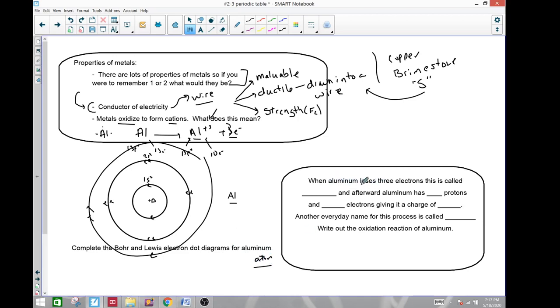When the aluminum loses 3 electrons, it's called a cation. Aluminum then has 13 protons and 10 electrons, giving a charge of plus 3. Another everyday name for this process is oxidation.